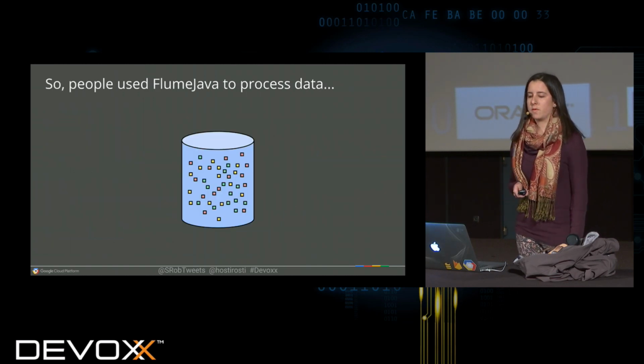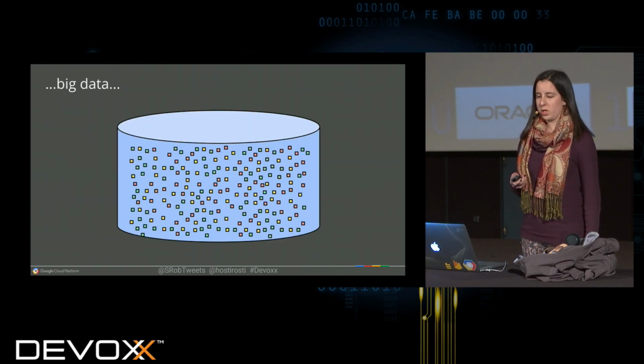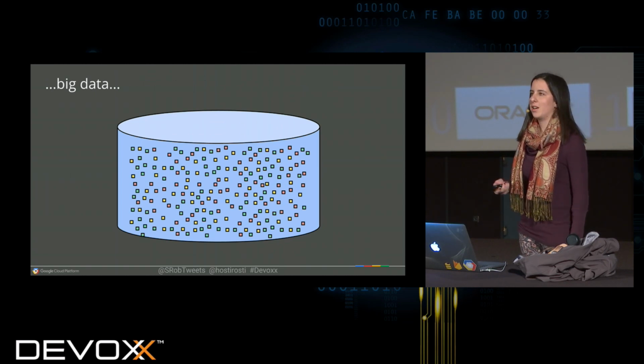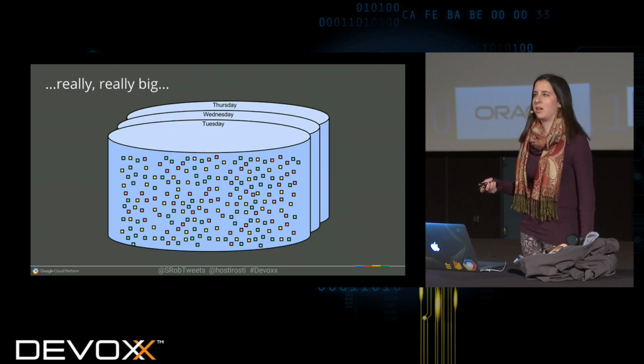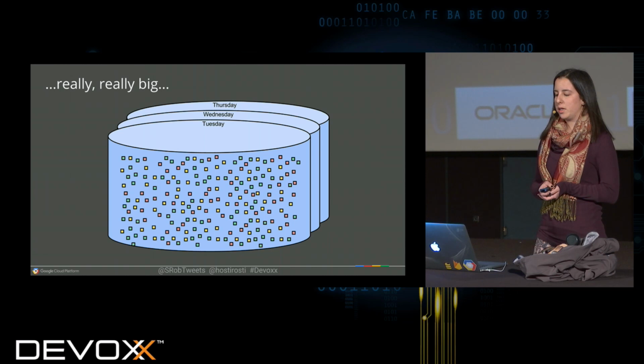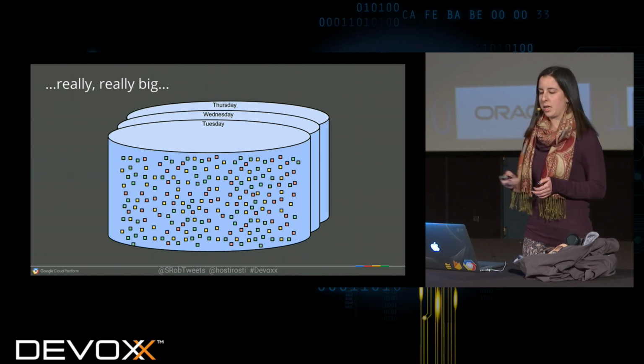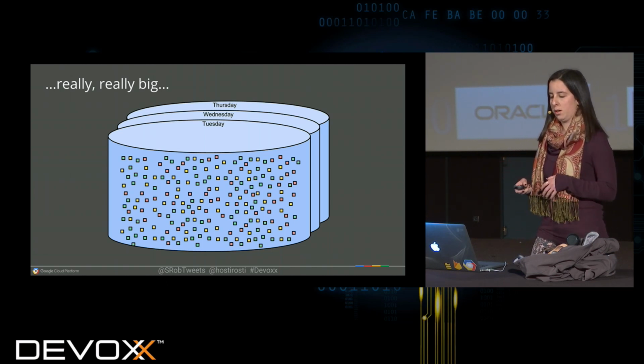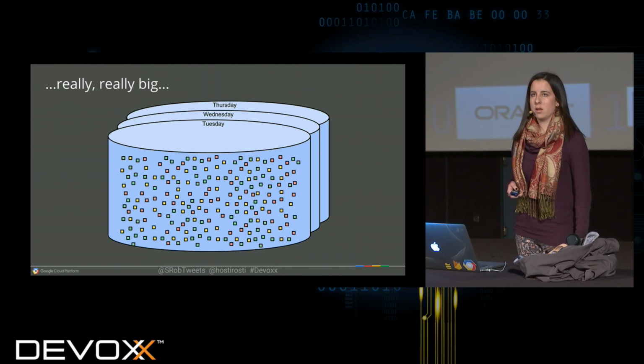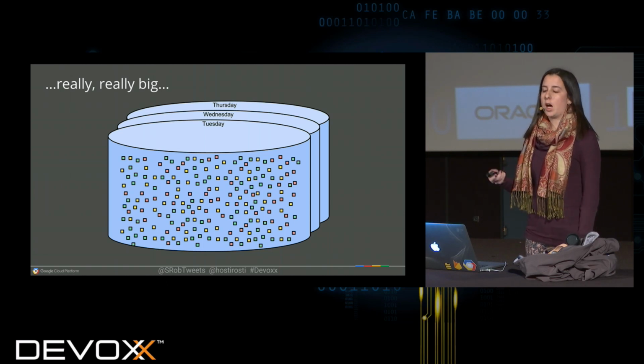So many people started using Flume Java to process their data. It worked really well. Lots and lots of data, even more data. And a common thing to do, if you have constant data coming in, is to divide it into chunks, maybe chunks by day. So let's say we have a lot of log files.